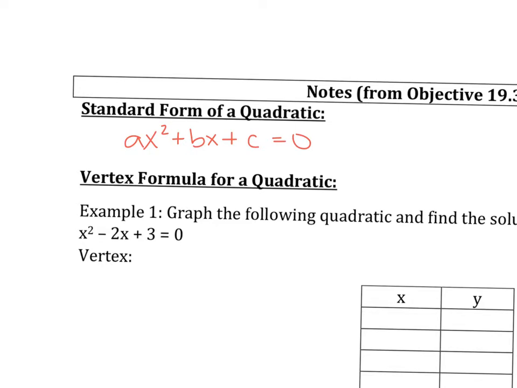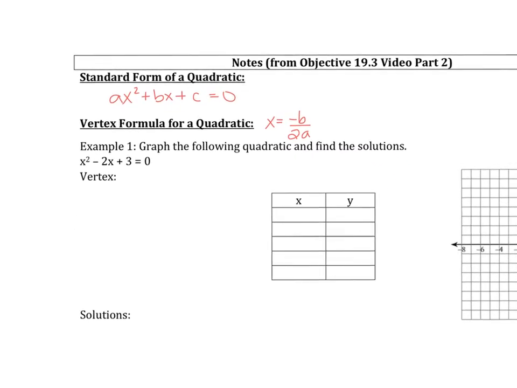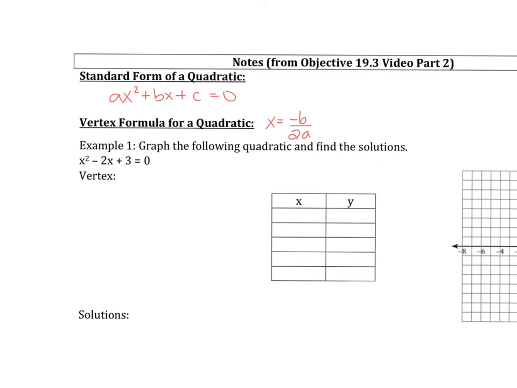How we do that is we find x equals the opposite of b over 2 times a. That's going to give us the x value of the vertex, and we just plug that in to find our y. Okay, so taking a look at example 1, the first thing we want to do is find our vertex. So we're going to identify our a, b, and c.